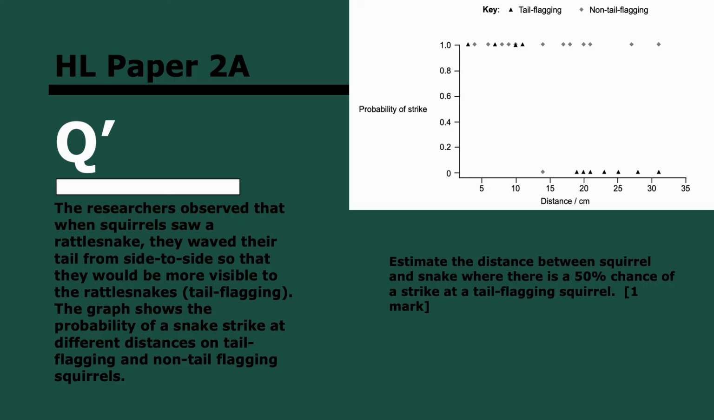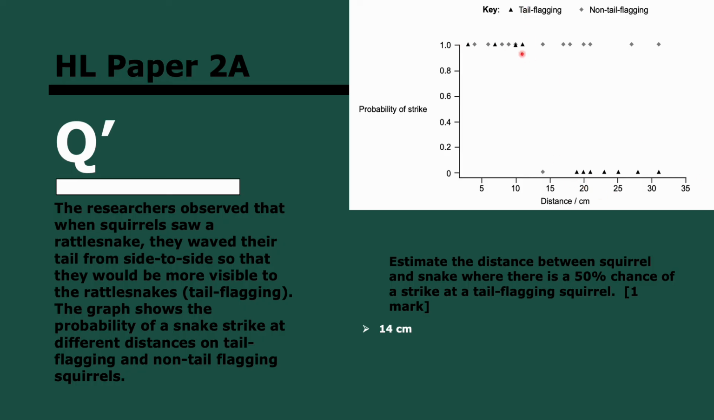Okay, so for the next question, estimate the distance between squirrel and snake where there's a 50% chance of a strike at a tail flagging squirrel. Okay, so this requires you to take out some pen and paper. So pause now, and in 3, 2, and 1. Okay, so about 14 centimeters. So how do you actually calculate that? If you're looking at the triangles, the tail flagging, this is 100% and this is 0%.